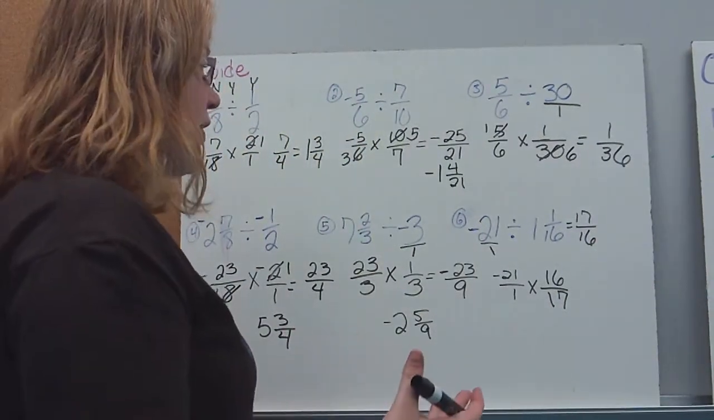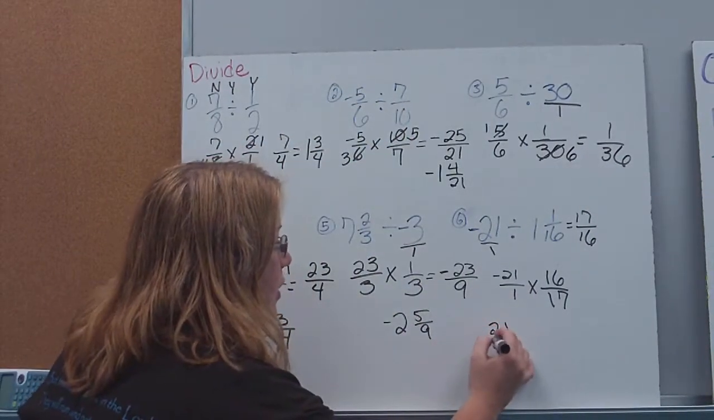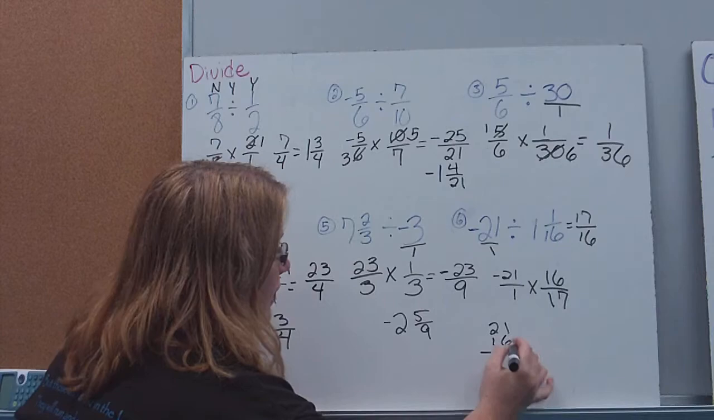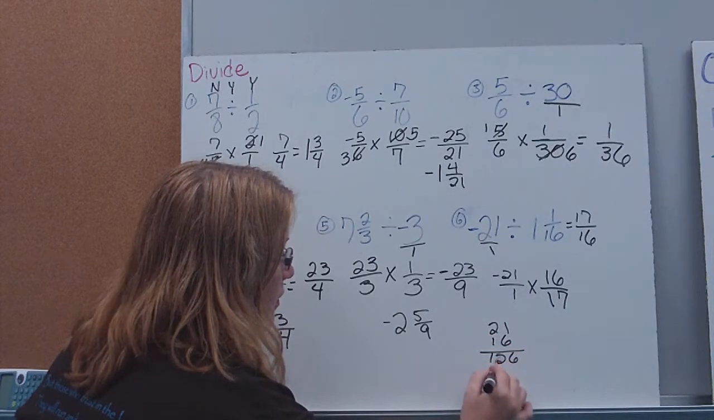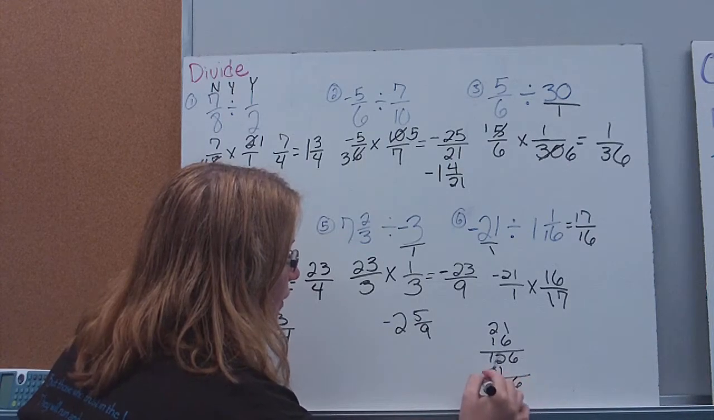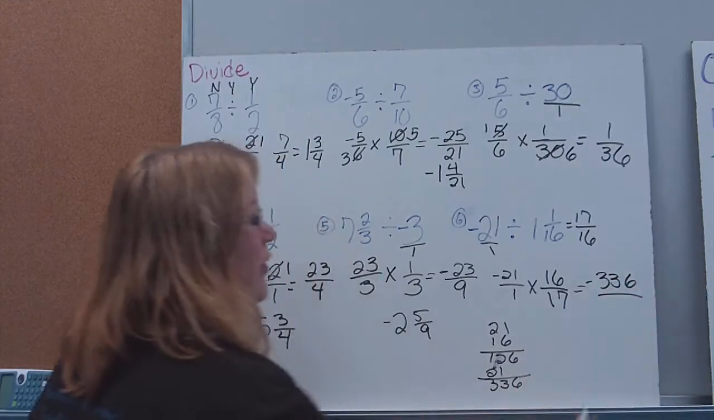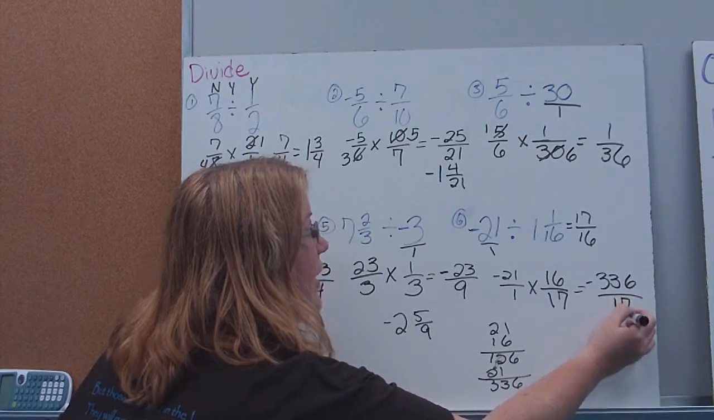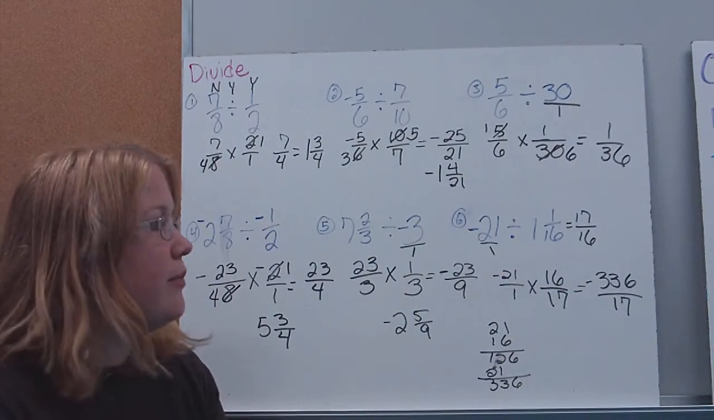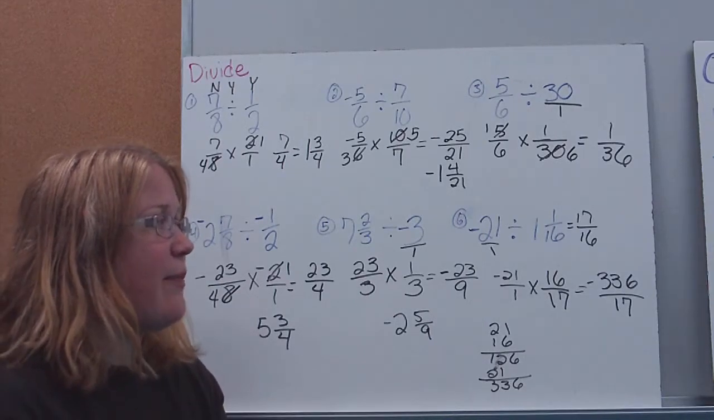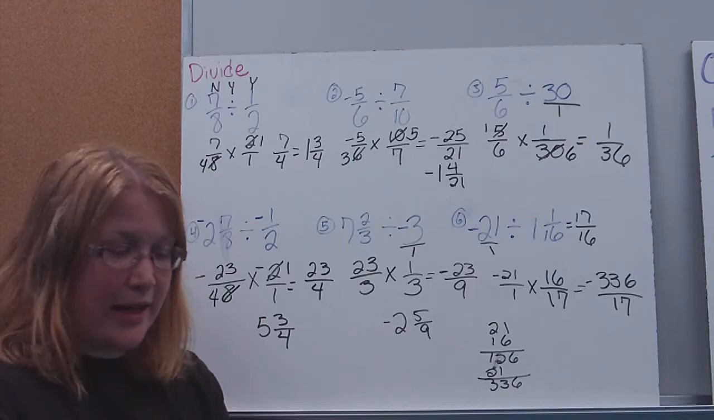Okay? There's nothing that's going to reduce here, which means I'm going to have to multiply a big number. 21 times 16, I'm not going to do that in my head. I don't think I can. Well, I suppose if I tried hard enough, I probably could, but I don't want to. 336 over 17, and again, we could convert that into a mixed number. I'm not going to make you. We can leave it right like that. And then remember, I had one negative in my problem, so my answer is negative.